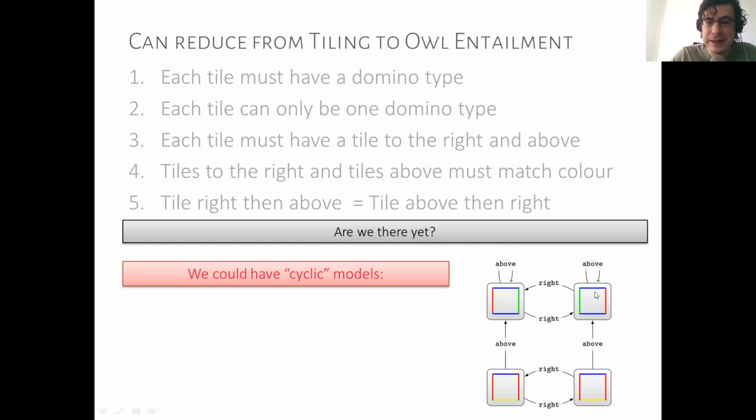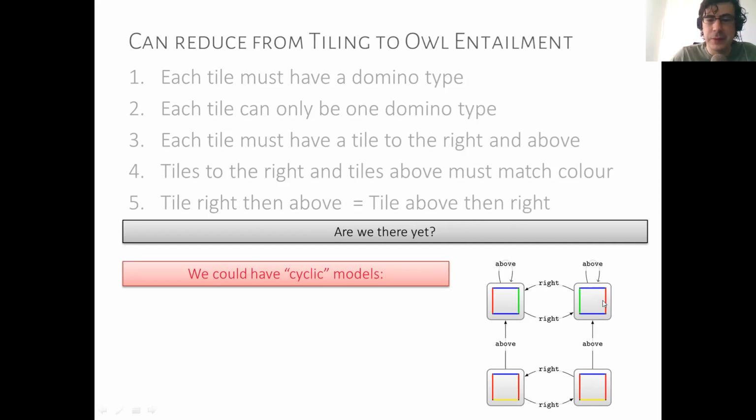So we haven't really defined that it expands in the positive direction. It could loop back in on itself, right? So we could try to define things such that we get rid of these cyclic models. And we see that these satisfy all the conditions that we defined before.